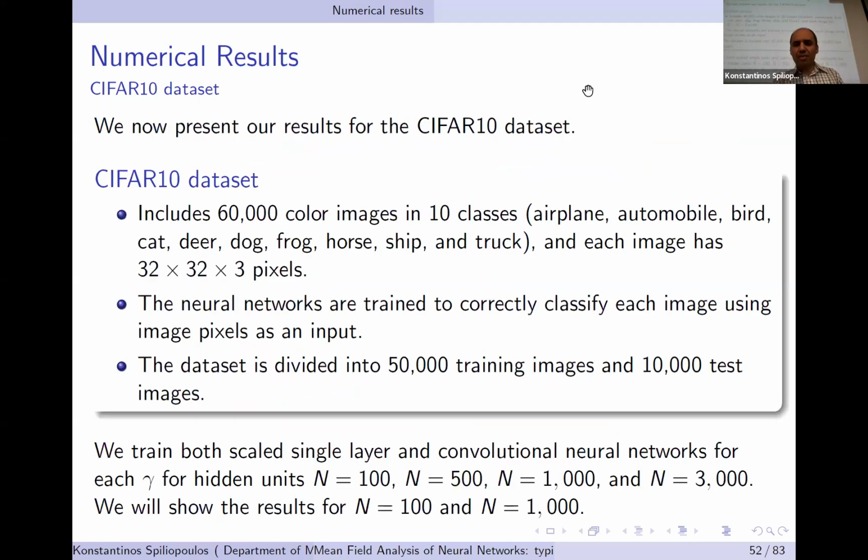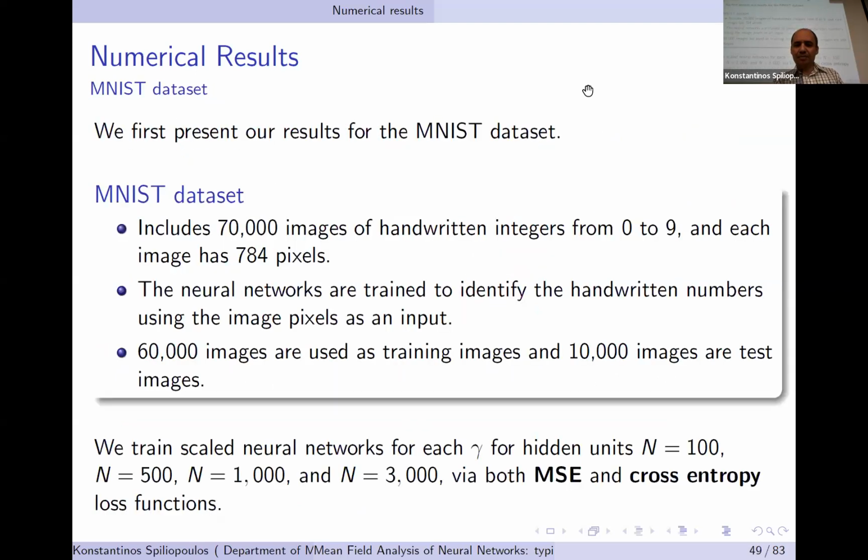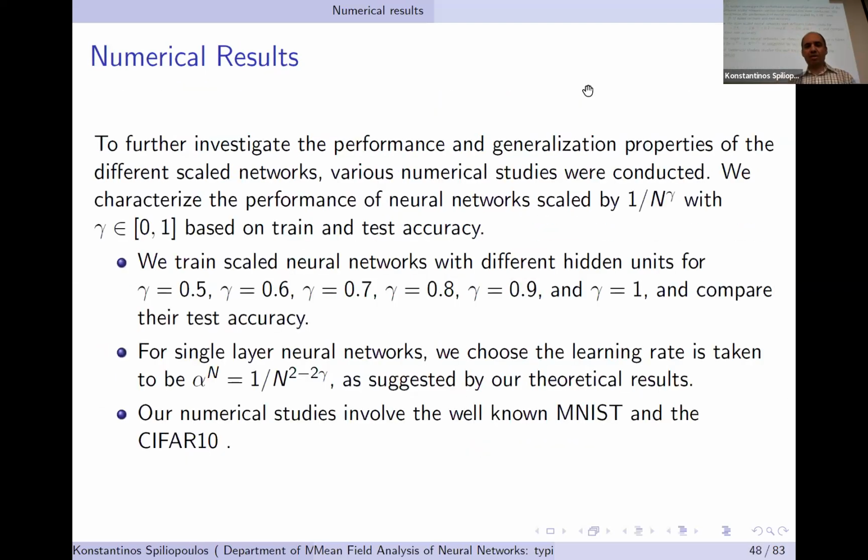Yes and no. For example, in the one layer, which is easier to think about, the learning rate was this. For gamma equals 1, this was fixed. For gamma equals 1/2, this was 1/n. So the bigger the gamma, the faster the learning rate. Yeah, but it is much faster.